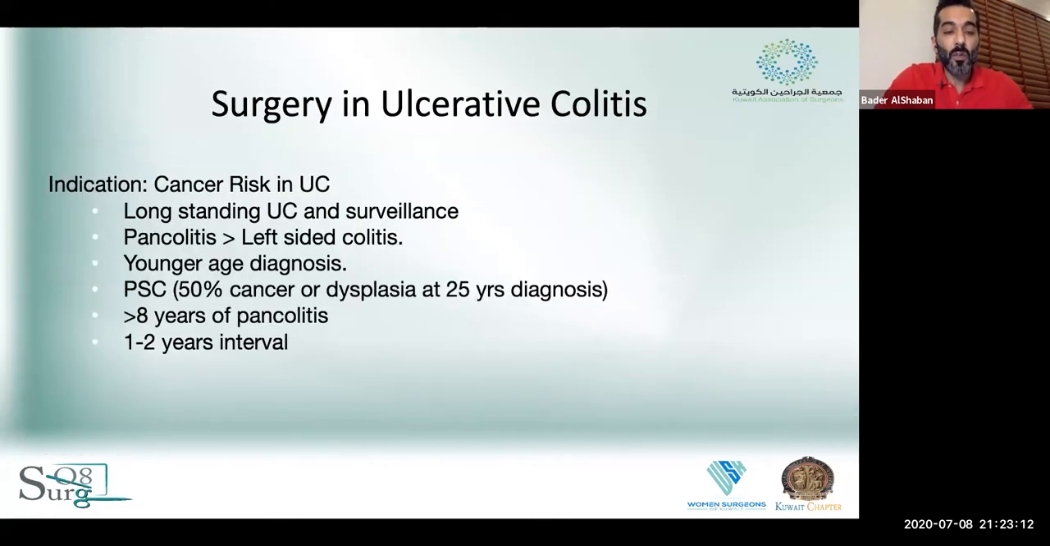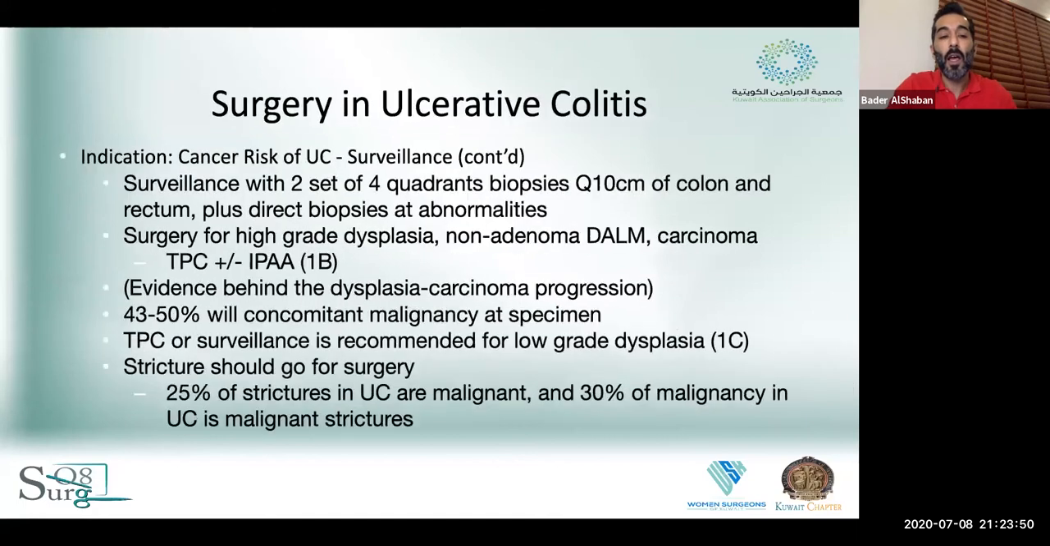Cancer risk in ulcerative colitis is known, especially in the presence of long-standing active disease, and therefore surveillance is paramount, especially after 8 years from the onset of diagnosis for pancolitis. When you're presenting with distal colitis, that 8 years may be relaxed to 10 to 12 years. And like I said, primary sclerosing cholangitis carries a 50% risk of cancer or dysplasia at 25 years from the day of diagnosis. Screening colonoscopies have to be done at a 1 to 2 year interval, and the surveillance has to be done with 2 sets of 4 quadrant biopsies every 10 centimeters of the colon and the rectum.